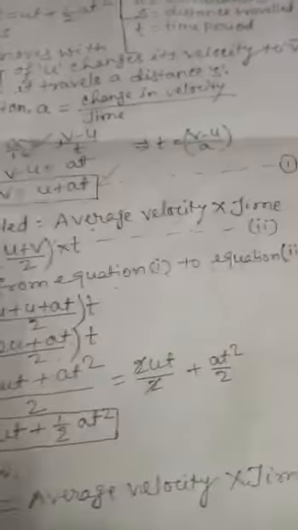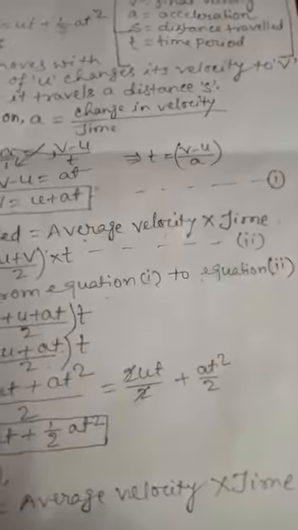Now to prove the third equation of motion, we already know that distance is equal to average velocity into time. So we can write s is equal to (u plus v) by 2 into t, as already discussed in the previous proof. So from equation number 1, we already know that v is equal to u plus at. We can write v minus u is equal to at. This implies that t is equal to (v minus u) by a. Now here we will replace t with (v minus u) by a.